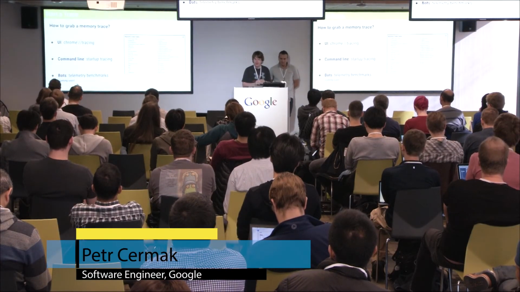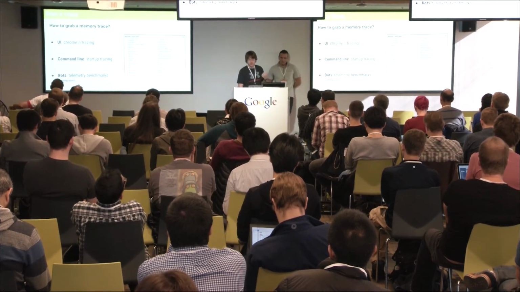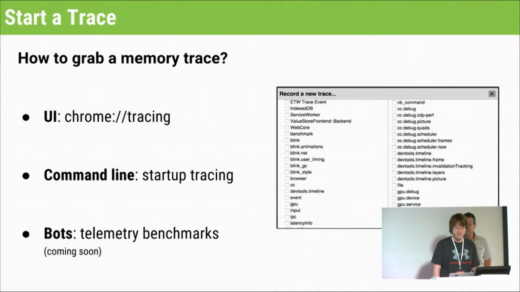So how can you grab a memory trace? There are essentially 3 ways to do this. The first one and the easiest one is through the UI by going to Chrome tracing, which was discussed yesterday and will definitely be discussed more today. The second option is to use the command line, which allows you to do startup tracing, and I'm going to briefly discuss that towards the end.